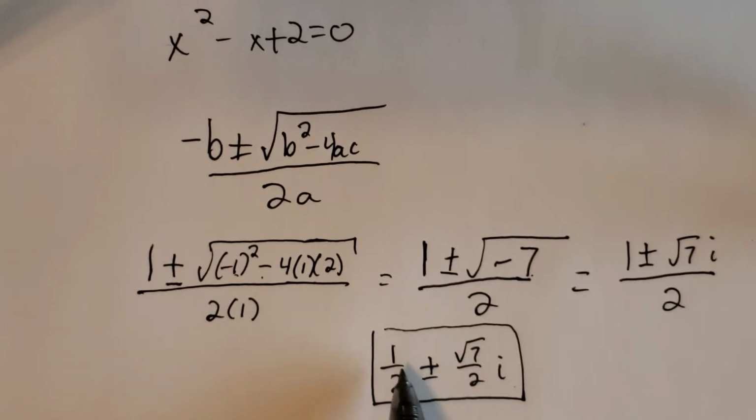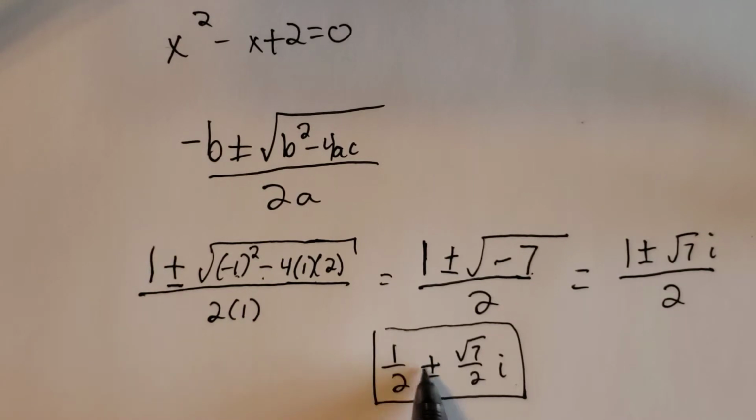I think I said that wrong, so I'll restate it just in case. This is 1/2 plus square root of 7 over 2i, and 1/2 minus square root of 7 over 2i.